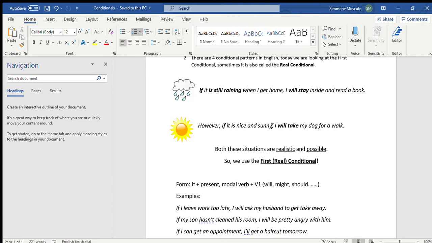For example, if you contrast that with me becoming Prime Minister, that is not realistic. It is not realistic for me, Simone, to become Prime Minister of Australia in the next, say, 5 to 10 years. It's not going to happen. It's not realistic. So I can't really use the first conditional for that. I have to use a different conditional that we're going to study later.